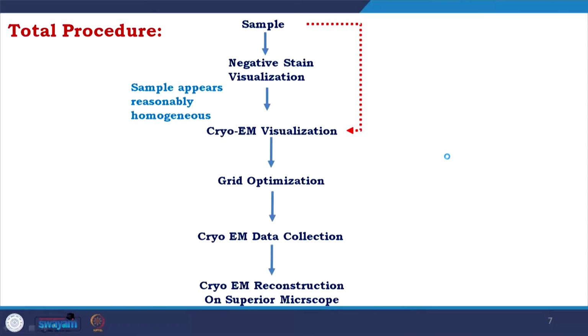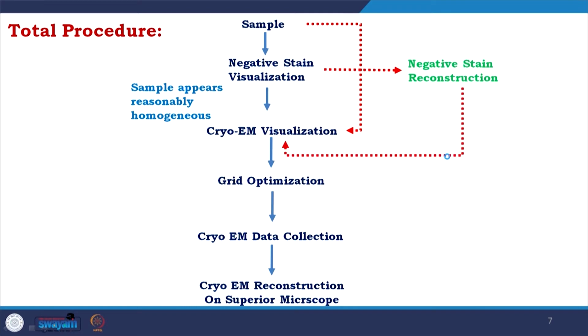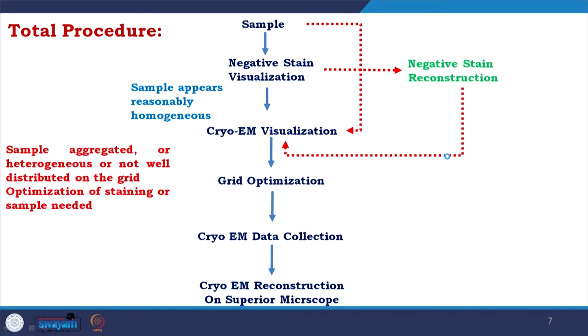Homogeneity is a very critical component of successfully making this experiment. Now, you could go directly to cryo EM visualization without doing negative stain. You could also make a negative stain reconstruction and then go to cryo EM visualization. If your sample aggregates, or it is heterogeneous, or it is not well distributed on the grid, you need optimization for the staining or the sample. So, what are the conditions?